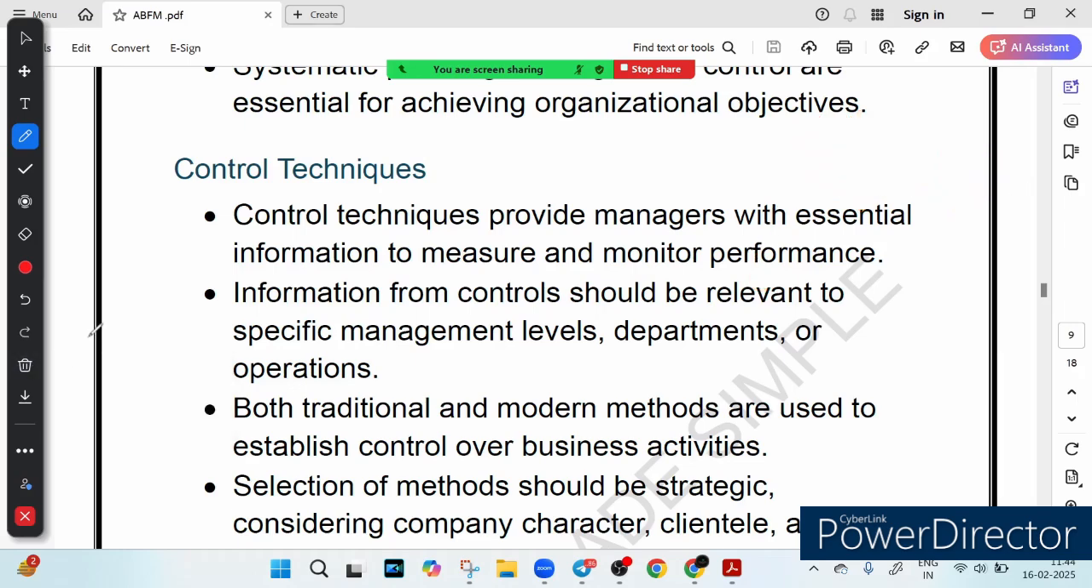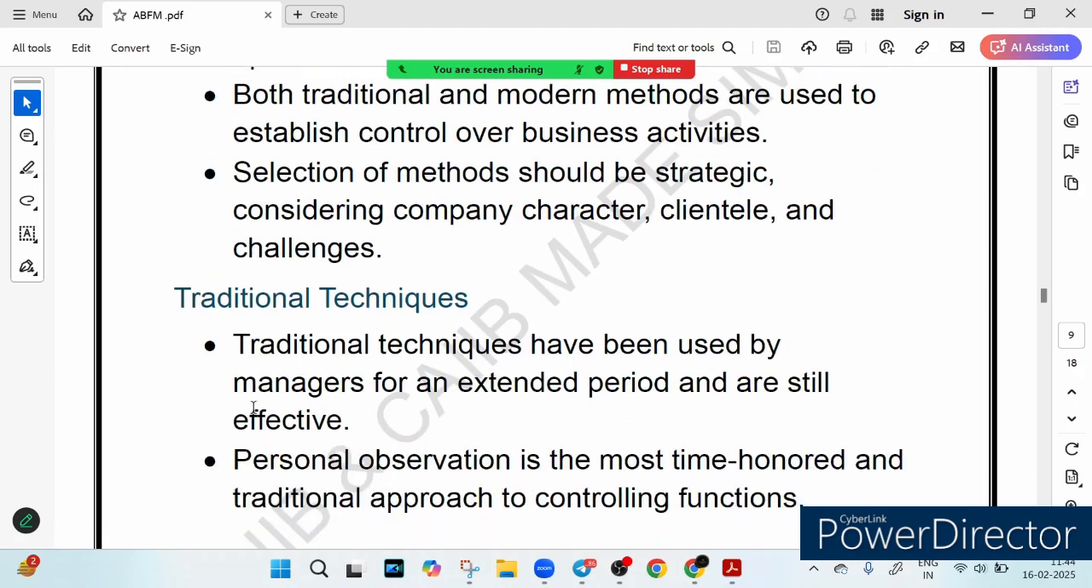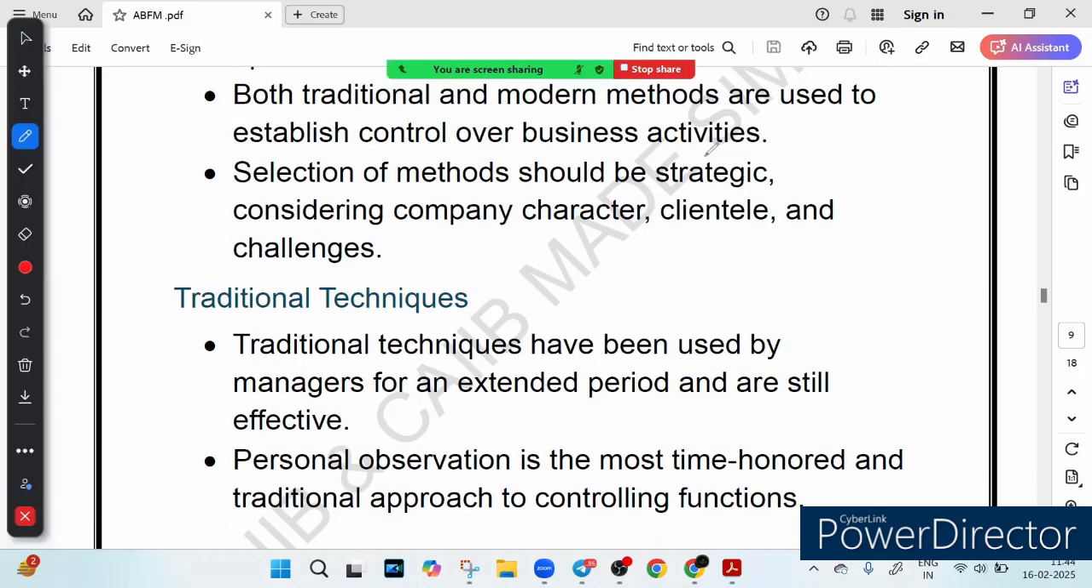So that is what I mean to say, that control techniques are how a business keeps track, right? So a control method should be relevant, it should be strategic, right? That is what we are talking about here. I have just told you the meaning of relevant.